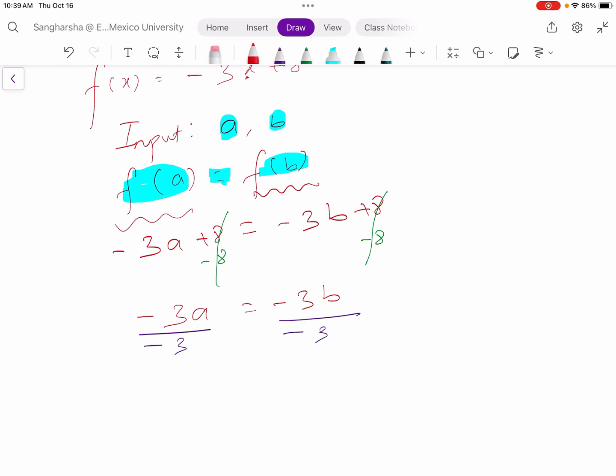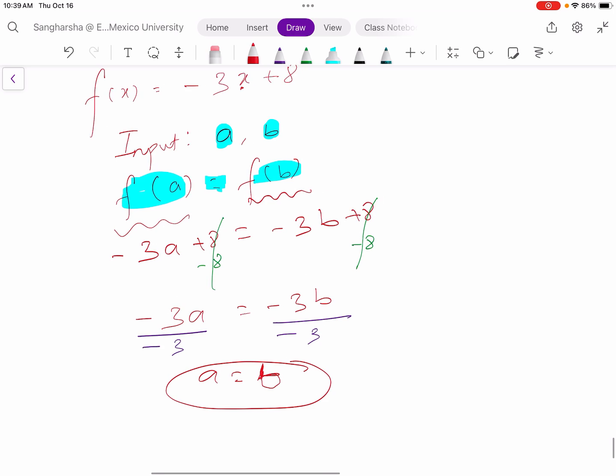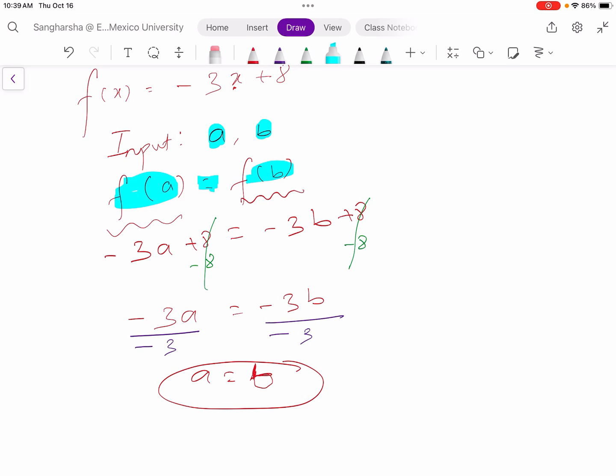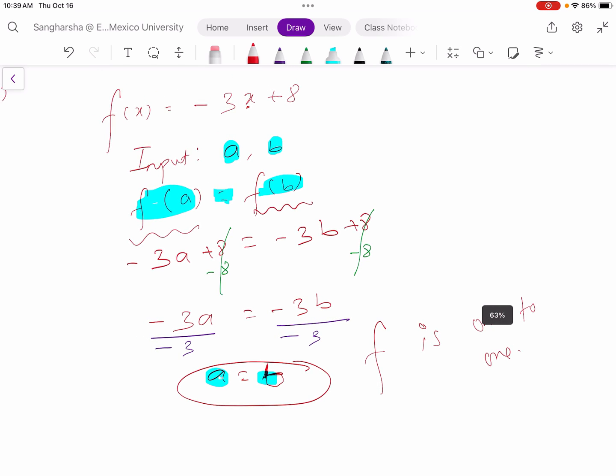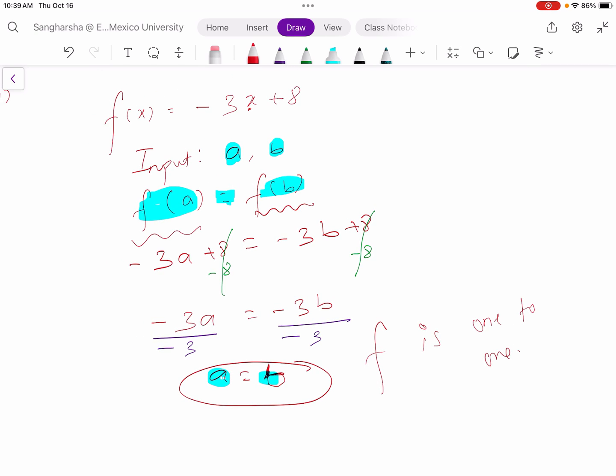And we have A equals B. We started with A and B being two different numbers, but after assuming their outputs are the same, we have that our inputs A and B are also the same. It means our function f is a one-to-one function. So this is how we can show whether a function is one-to-one or not.